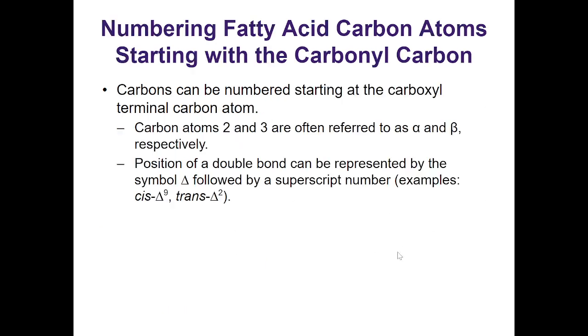So, the position of your double bond can be represented by a symbol of change, delta, followed by the superscript number. So, for example, we would have a cis double bond. It would be at delta 9. We have a trans double bond. It's at delta 2 in this case.